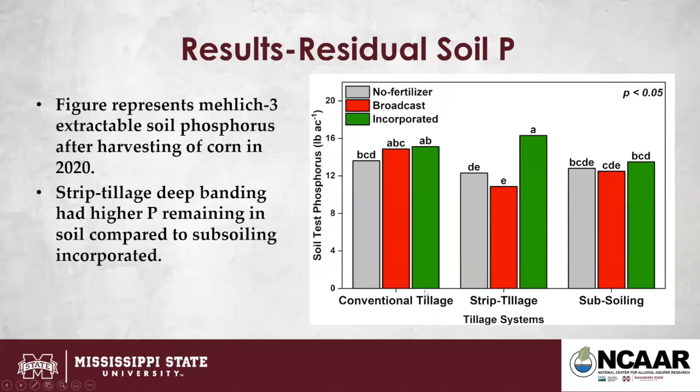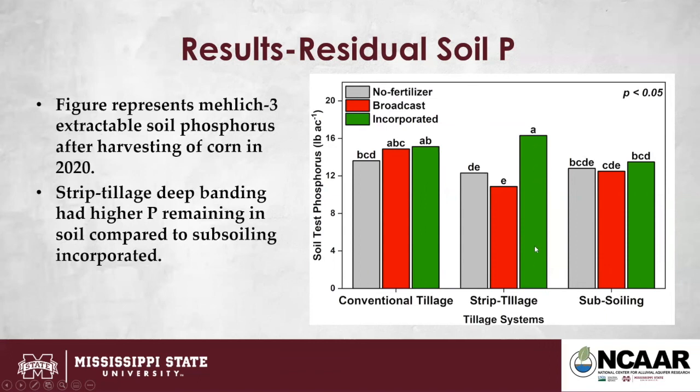So this graph represents Mehlich 3 extractable soil phosphorus after harvest of corn in 2020. On the x-axis, we have the tillage system, that is conventional tillage, strip tillage, and subsoiling. And on the y-axis, we have soil test phosphorus. An important thing to note is that these colors, gray color is for no fertilizer, red color is for broadcast, and the green color is for incorporated.